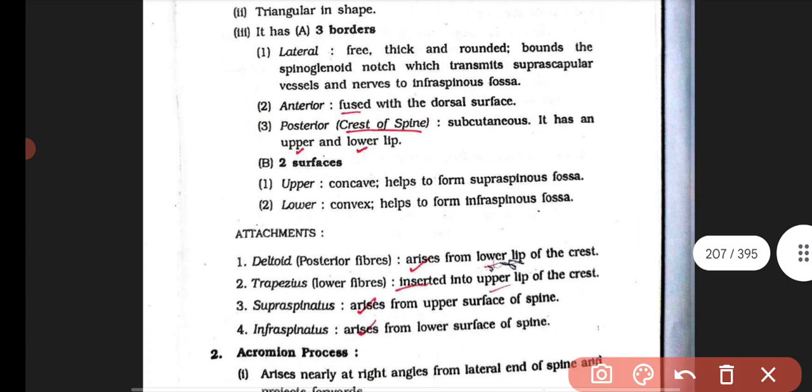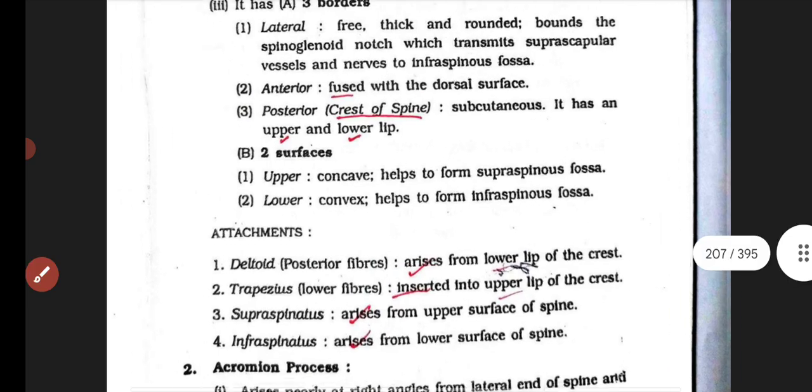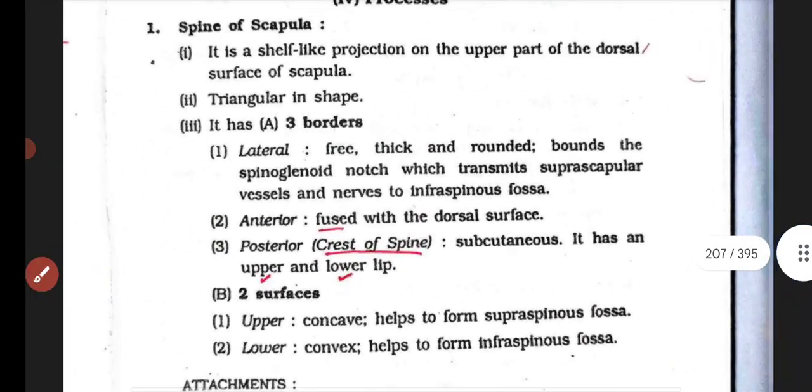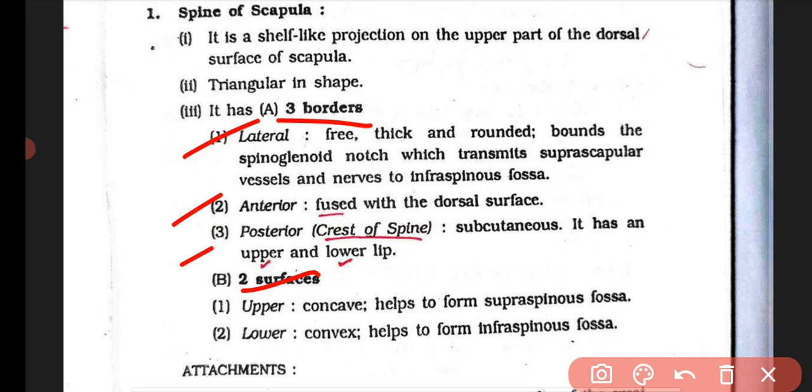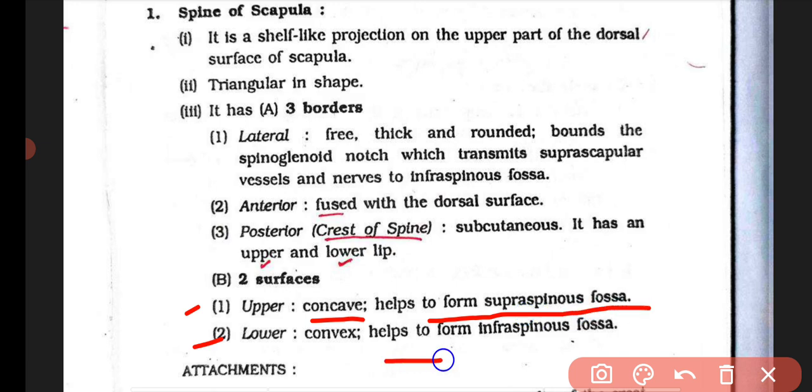And also it has 2 surfaces. Which one? The spinous process itself has 3 borders and 2 surfaces. 3 borders: lateral, anterior and posterior. The 2 surfaces are the upper surface and lower surface. The upper surface is concave. It helps to form the supraspinous fossa, and the lower surface is convex, which helps to form the infraspinous fossa.